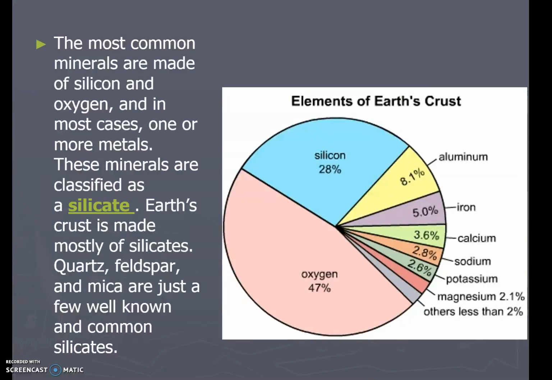Now we're going to talk a little bit about what minerals can be found. The most common minerals on Earth are made of silicon and oxygen, and in most cases, one or more metals, such as aluminum or iron. Because they have silicon, these minerals are classified as silicates. Earth's crust is made mostly of silicates. Quartz, feldspar, and mica are common, well-known silicates.